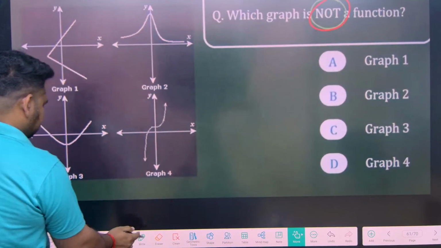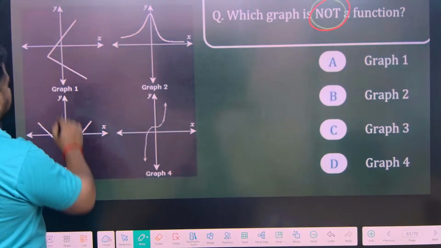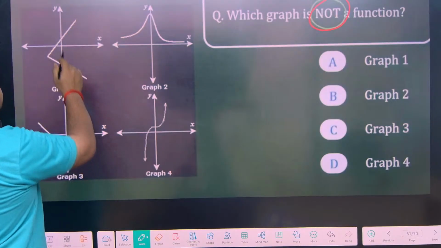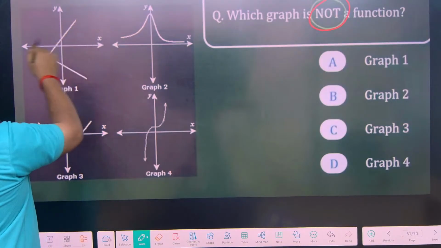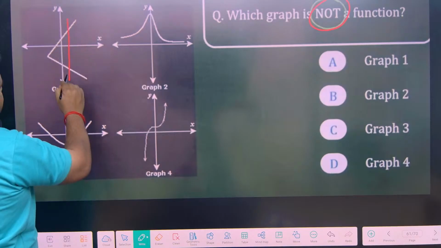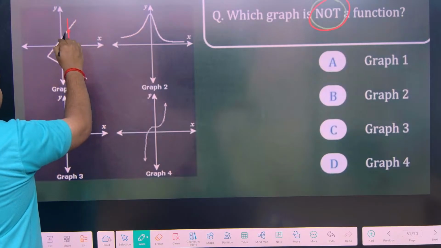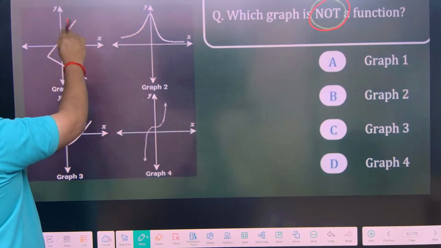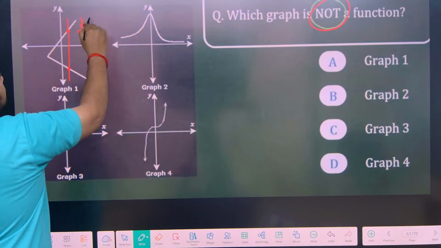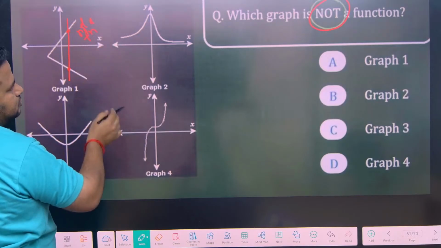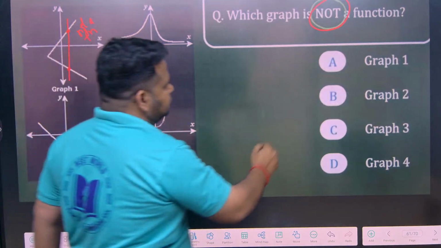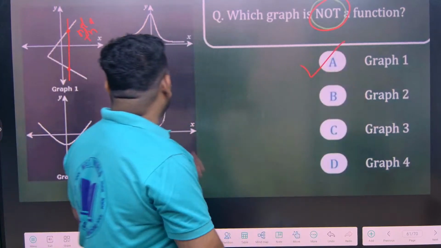See here, draw the vertical line for this. This is the x axis, y axis, x axis. If I draw the line here, it is cutting here also, it is cutting here also. So definitely it is cutting at more than one point, so it is not a function. So graph 1 is not a function, so first option I can go. But let us check for other curves also.